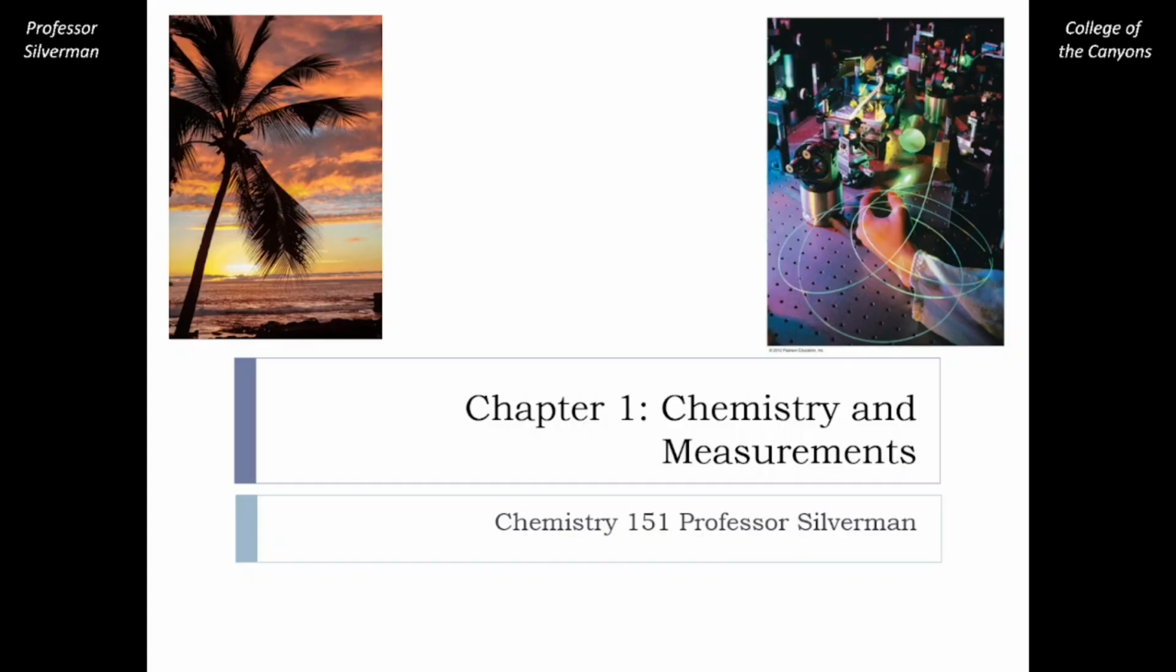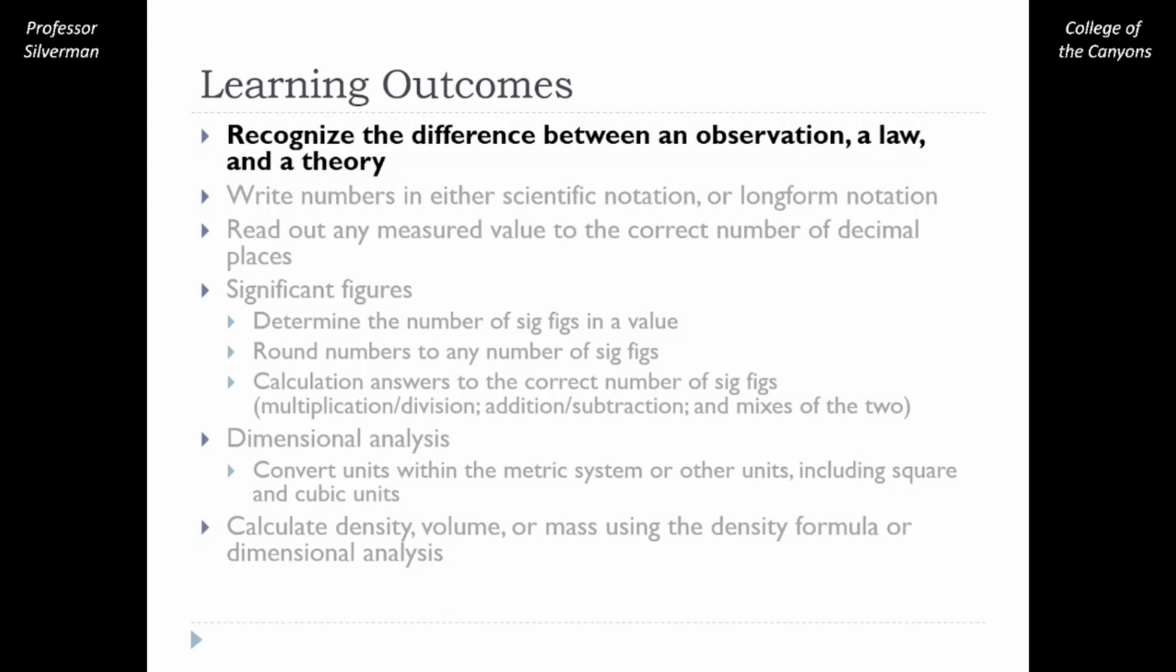Here we are in chapter 1. Our first learning objective for this chapter is going to be about the scientific method. Our goal is going to be to recognize the difference between observations, laws, and theories.